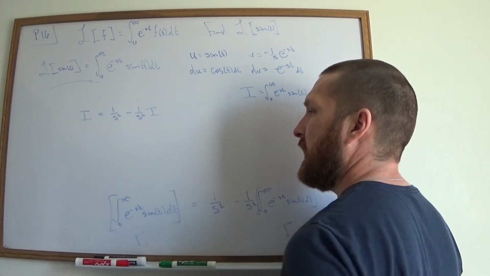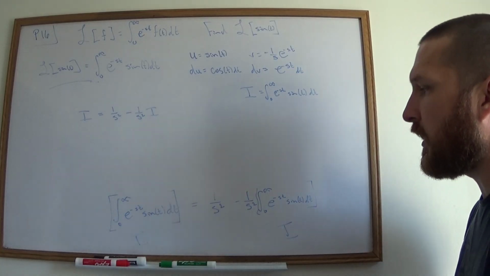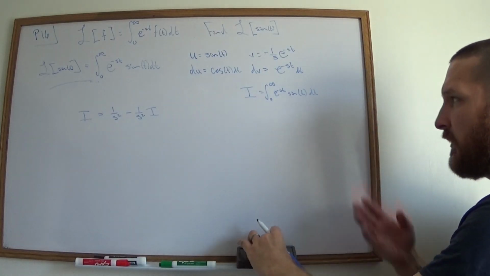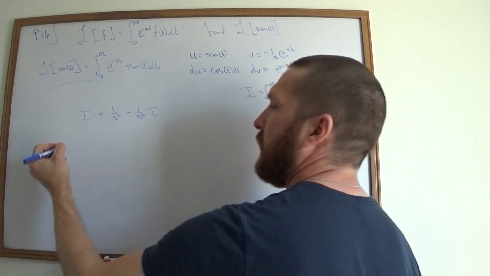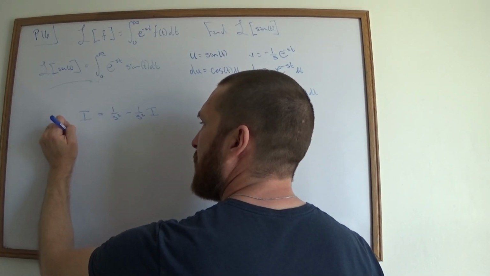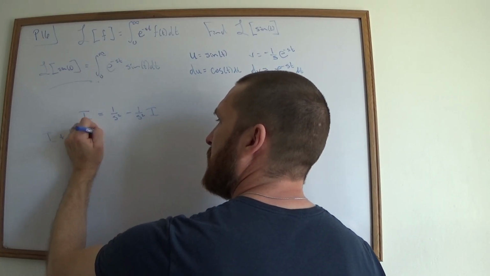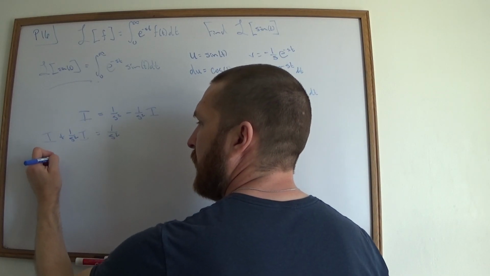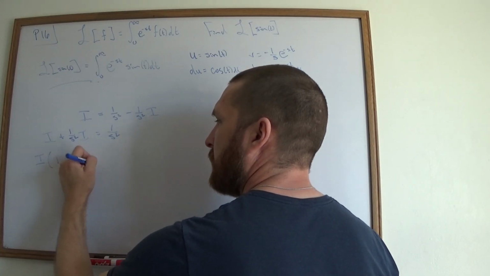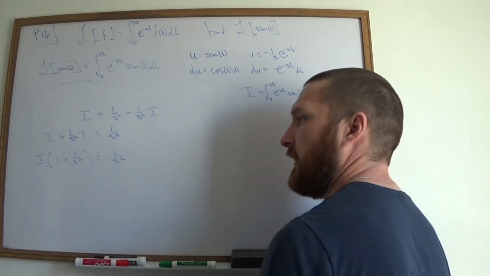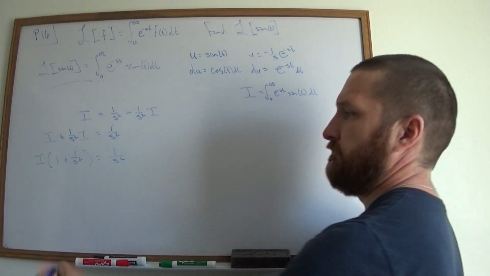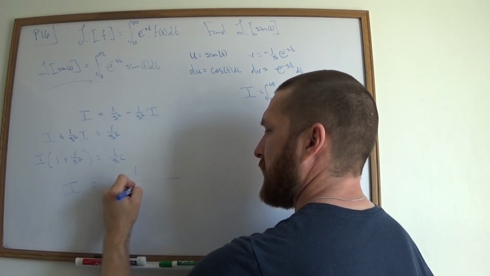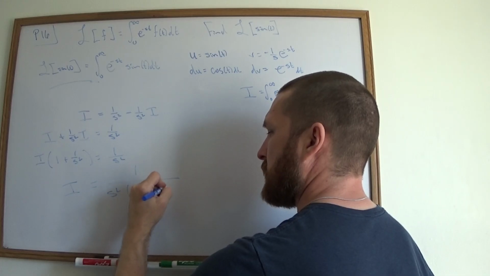Now I have an equation involving one unknown, and if I just rearrange it, I can get that one unknown by itself, which is the thing that I want. So I'm going to get all of my I's on one side. I plus 1 over s squared I is equal to 1 over s squared. Factor out my I: I times 1 plus 1 over s squared. Now I'm just going to divide, and I get that I is equal to 1 over s squared divided by 1 plus 1 over s squared.